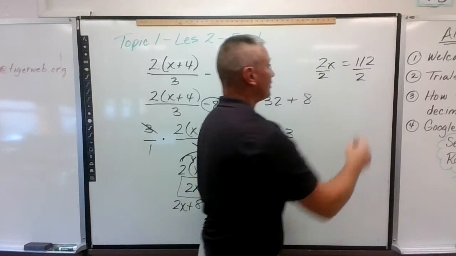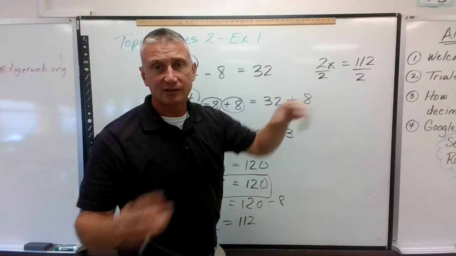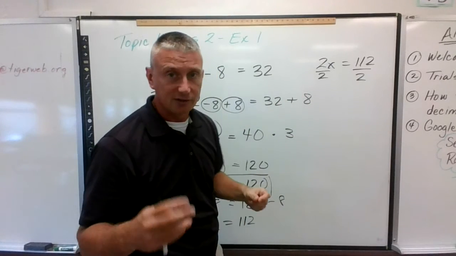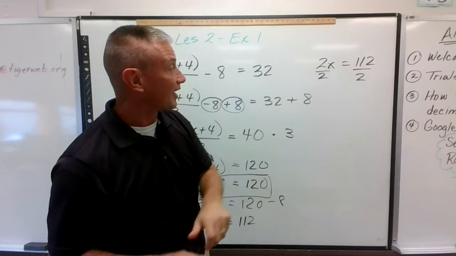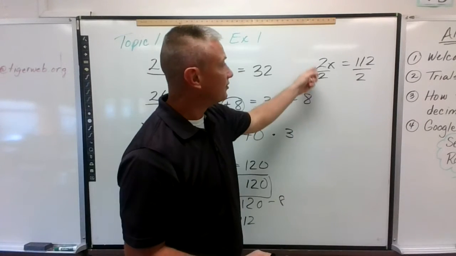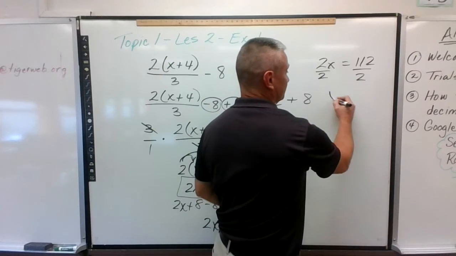by 2. This is multiplication. 2 times x, when it's stuck together, means multiply. So we have to do the opposite operation, or the inverse operation, which means we have to divide both sides by 2. So when we divide those both sides by 2, 2 divided by 2 leaves us with x.